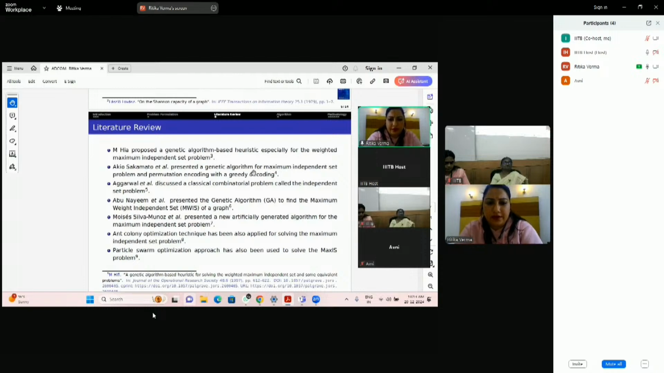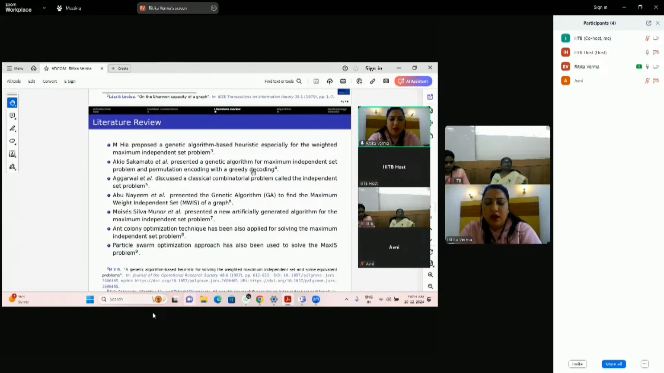These are some literature papers in which some authors have proposed their work on soft computing techniques.